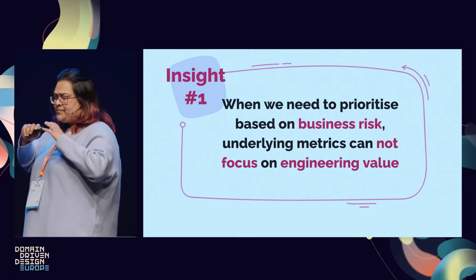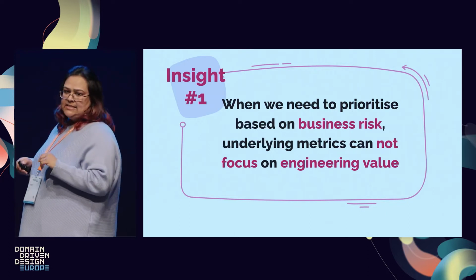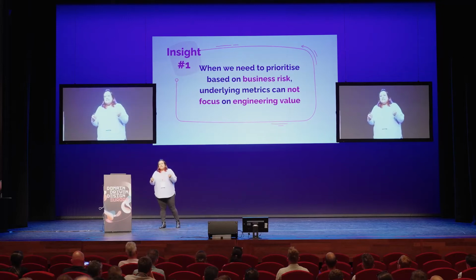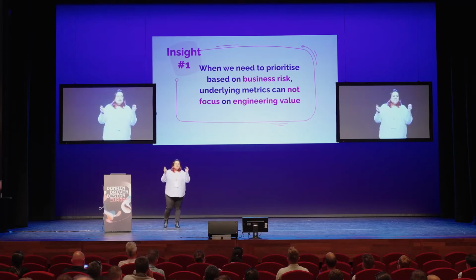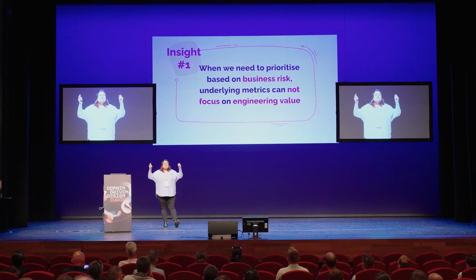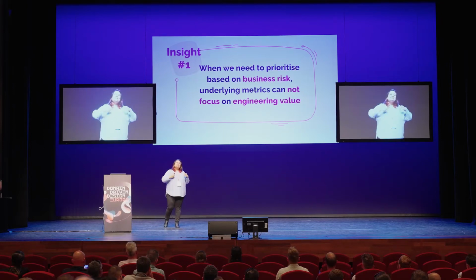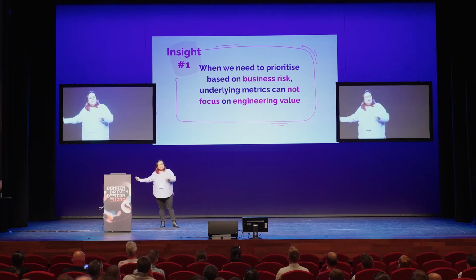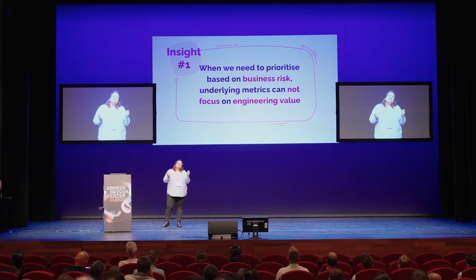So at the end of this exercise, there were a few learnings that we took away with us. And the first one was, when our goal is business risk, when we're thinking of a program for proactive risk management, the underlying metrics should not focus on the engineering value.